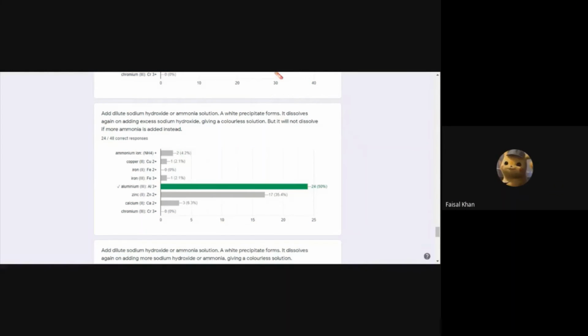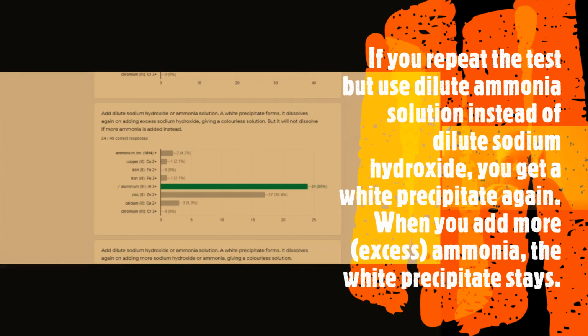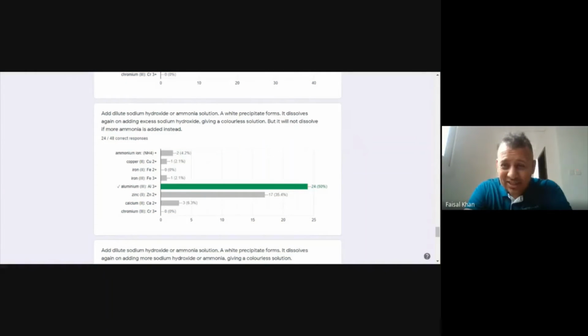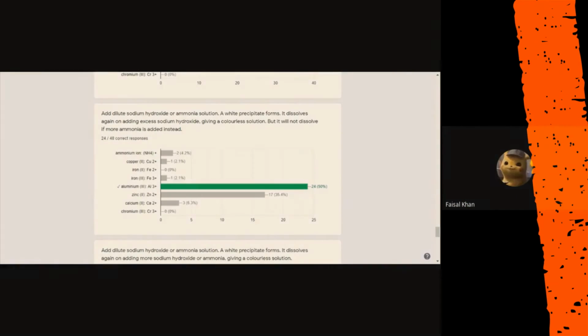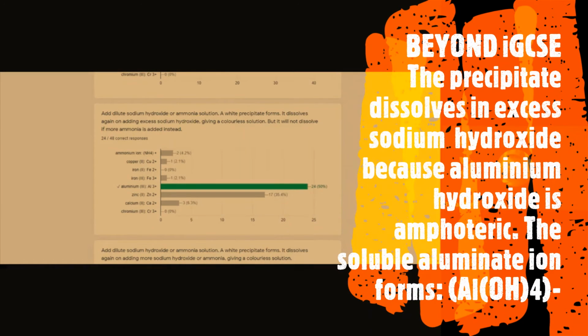Now, the reason why this occurred was because the aluminium compound is amphoteric. And when we covered acidic oxides and basic oxides, there was a little tiny section on amphoteric oxides. The good news is that you don't need to memorize that negative ion. You don't need to memorize the formula.